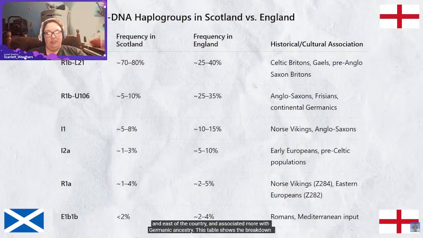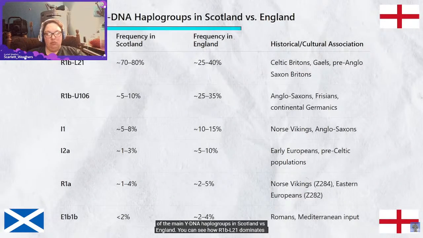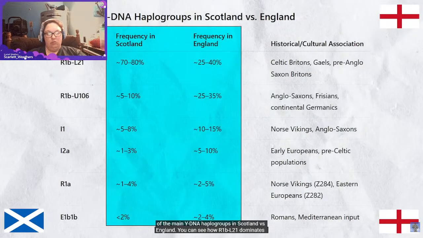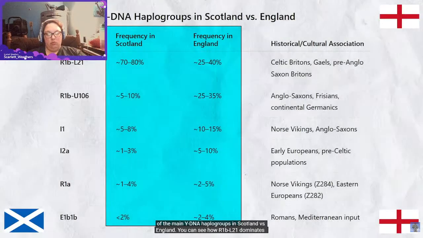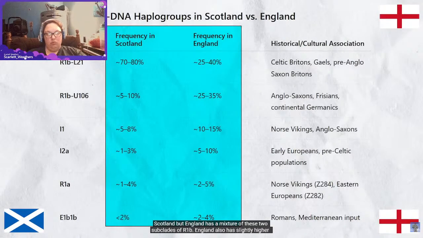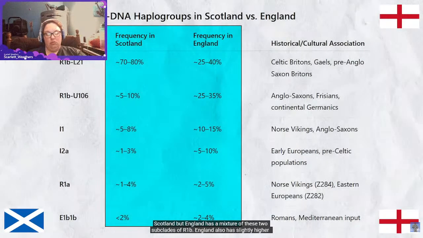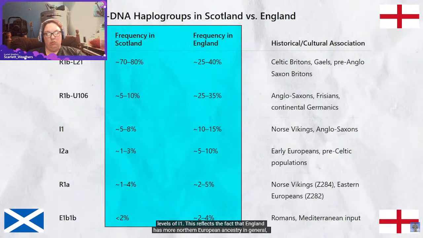This table shows the breakdown of the main Y-DNA haplogroups in Scotland versus England. You can see how R1b-L21 dominates Scotland, but England has a mixture of these two subclades of R1b. England also has slightly higher levels of I1.